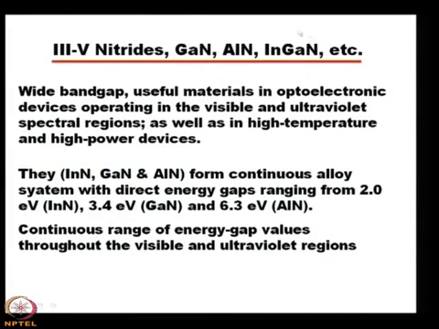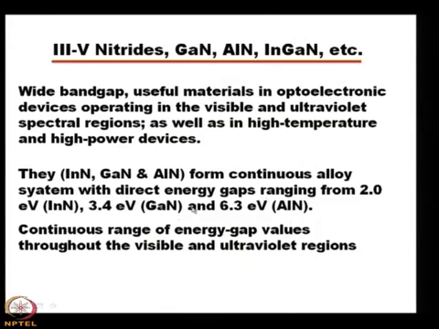Now, apart from this, that they can emit in the visible and the ultraviolet region, high temperature and high power devices are also important, which can be grown on the III-V nitrides. They mean indium nitride, gallium nitride and aluminum nitride. They form a continuous alloy system with direct energy gaps ranging from 2 electron volt for indium nitride, 3.4 electron volt for gallium nitride and 6.3 electron volt for aluminum nitride.